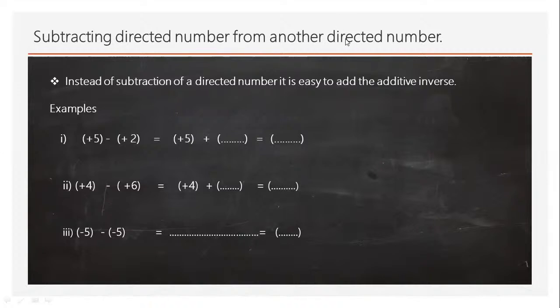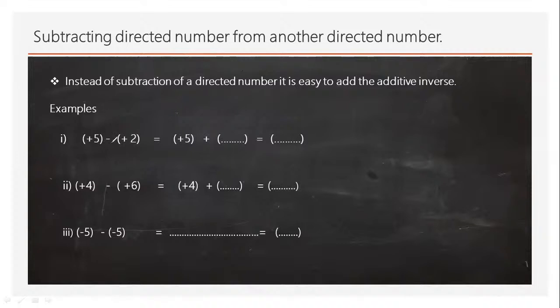Additive inverse, as an example: positive 1, additive inverse is negative 1. Positive 3, additive inverse is negative 3. Negative 7, additive inverse positive 7. Right? Numbers which add up to 0 are called additive inverses. Then we can do a few examples to understand this concept. Instead of subtraction of a directed number, it is easy to add the additive inverse.